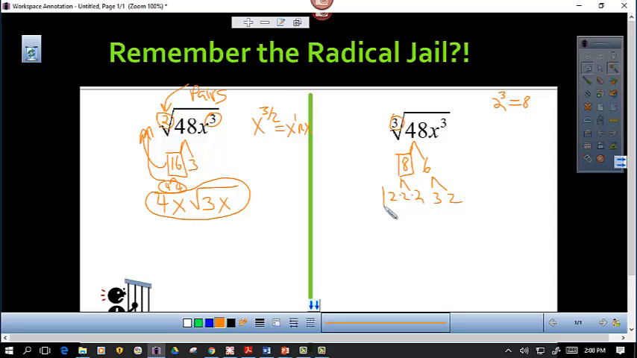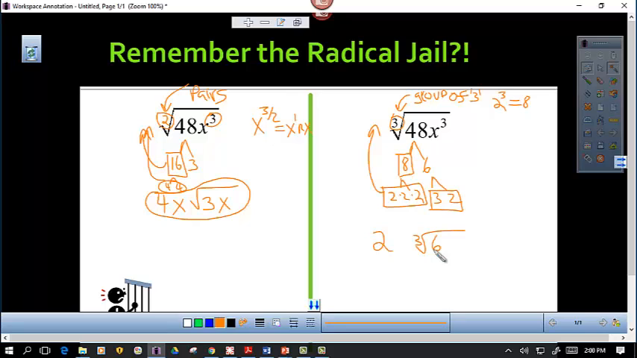You're always looking for a group that's pertaining to the index. So we're now looking for groups of 3. Okay, so we found a group of three 2s. That means one 2 is going to come out. Remember, in the jailbreak, only one of them actually makes it. This 3 and 2 set here stays underneath because it does not have a group of 3 to leave with. So that means we say 6, or 3 times 2.